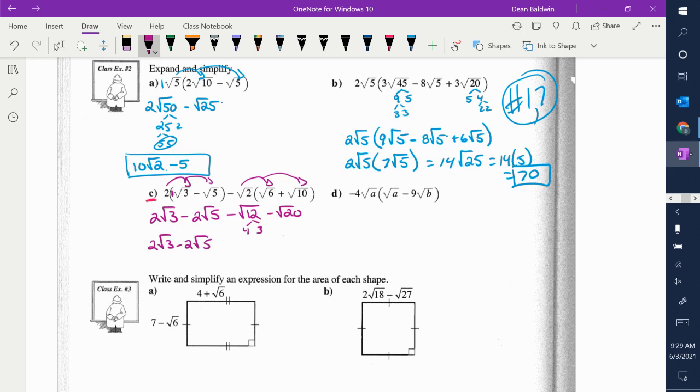Which is the 2 2's. So I'm going to get minus 2 root 3. And the 20 is a 5 and a 4. Minus 2 root 5. Everybody good with that?